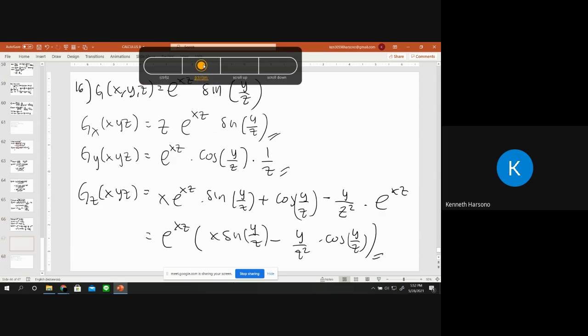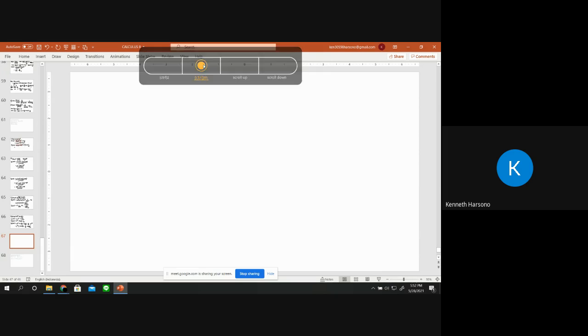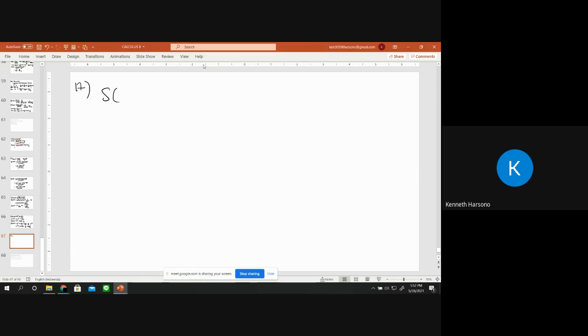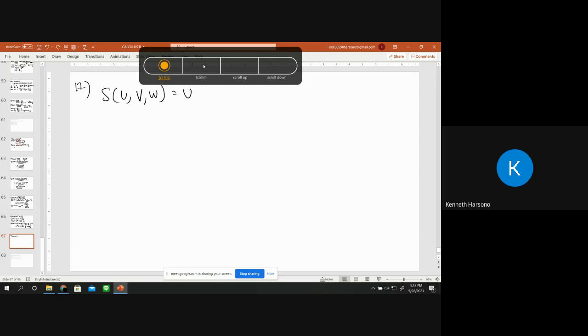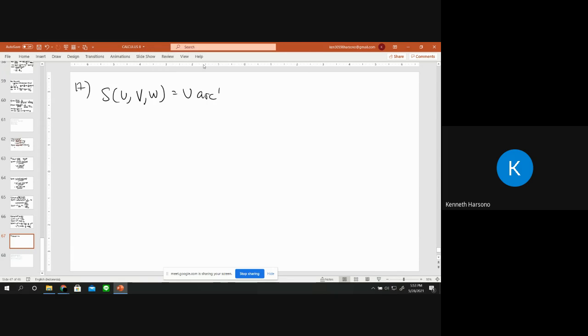Okay. Number 17. Derive it with respect to U, V, and W, with the square root of W inside. Okay. Have an answer for this one?